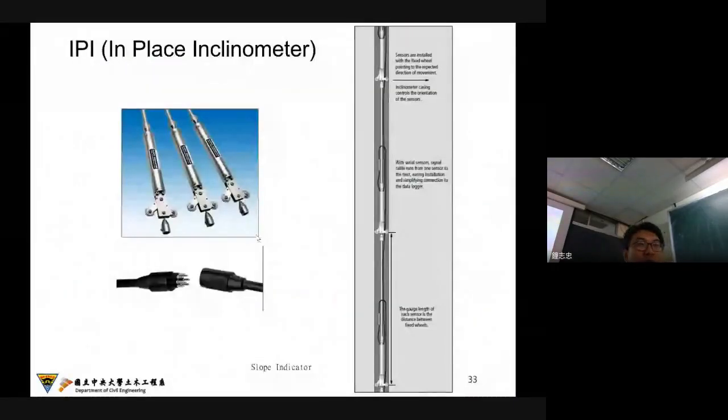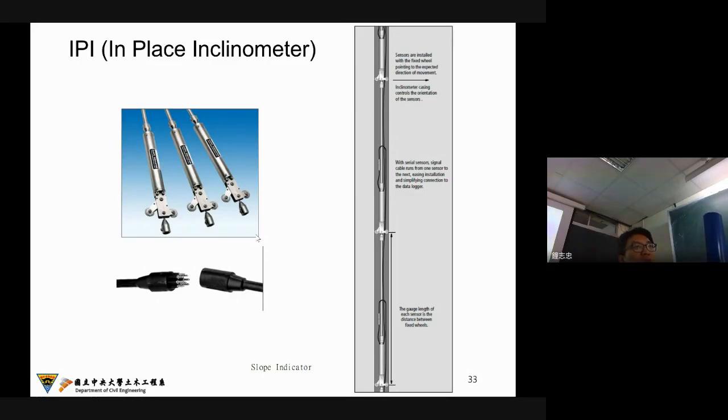But I would like to say, in my experience, I once had a chance to measure a 100 meter deep inclinometer manually. It took almost 1 day of measurement, only 100 meters, but with 4 repeat measurements. So it is very exhausting. And if you try to measure every 50 centimeters, check. Every 50 centimeters, check.